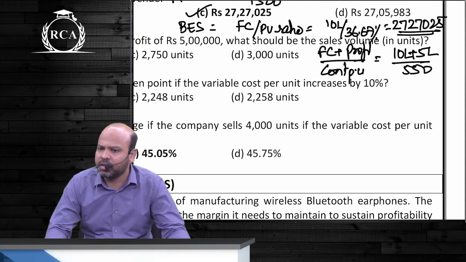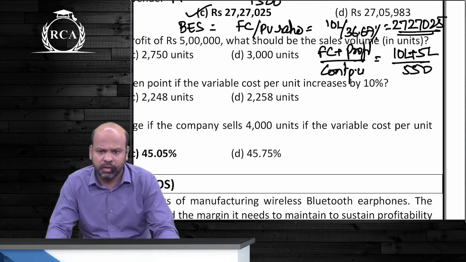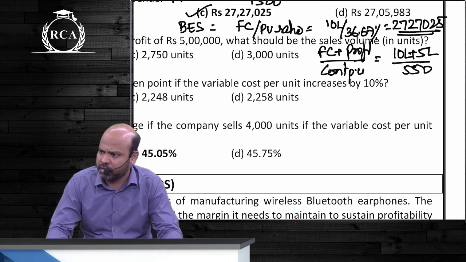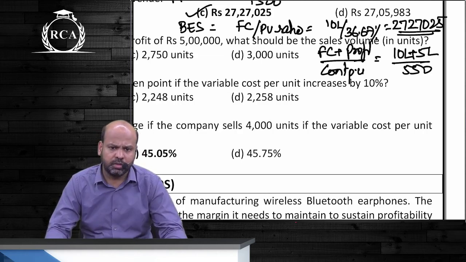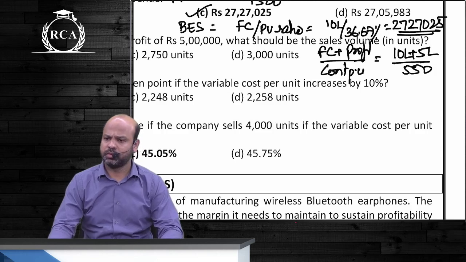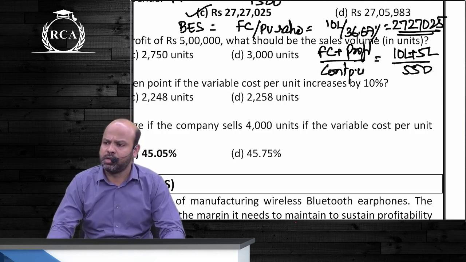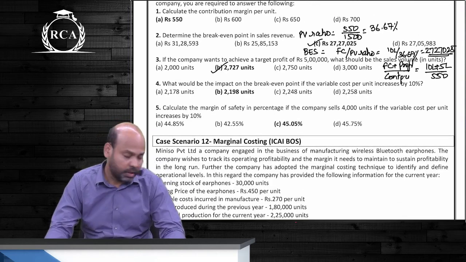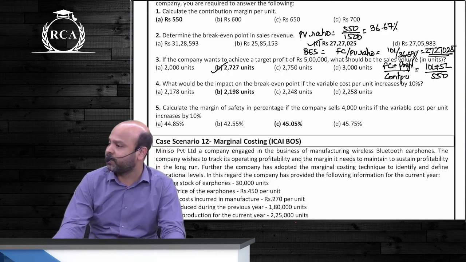Kids, are we all done? Still? $10 lakhs plus 5 lakhs divided by 550.